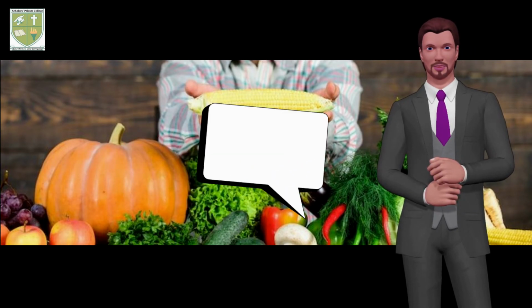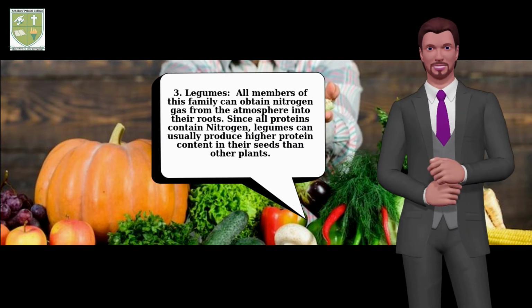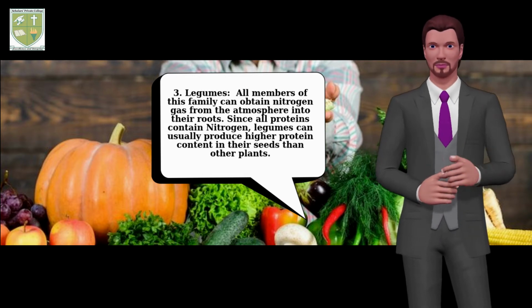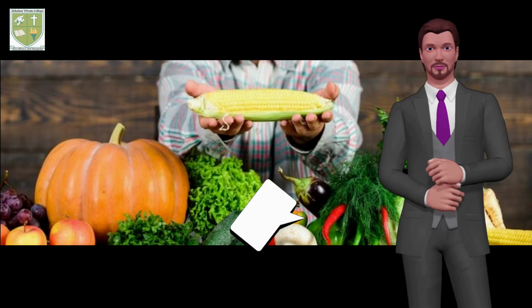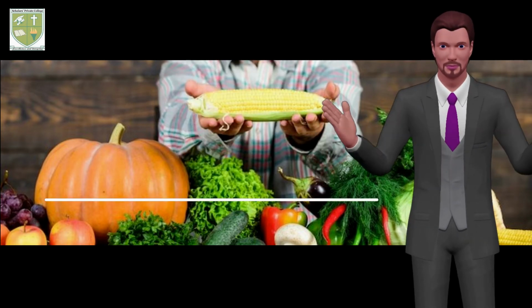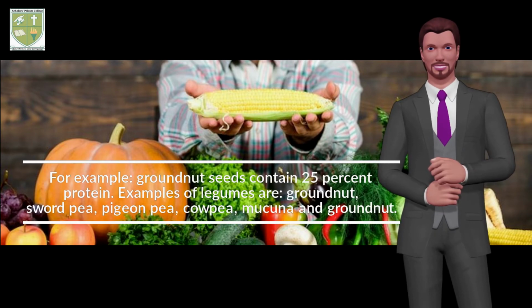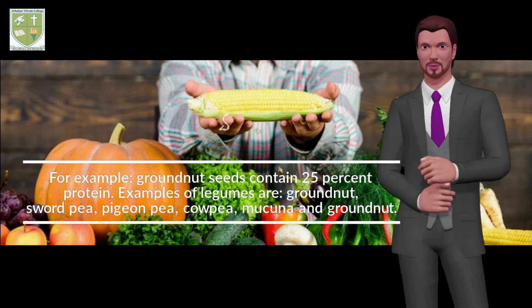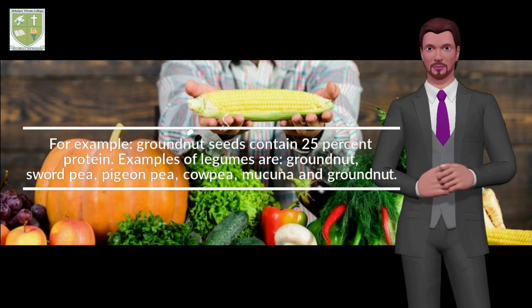3. Legumes. All members of this family can obtain nitrogen gas from the atmosphere into their roots. Since all proteins contain nitrogen, legumes can usually produce higher protein content in their seeds than other plants. For example, groundnut seeds contain 25% protein. Examples of legumes are groundnut, sword pea, pigeon pea, cowpea, mucuna and groundnut.